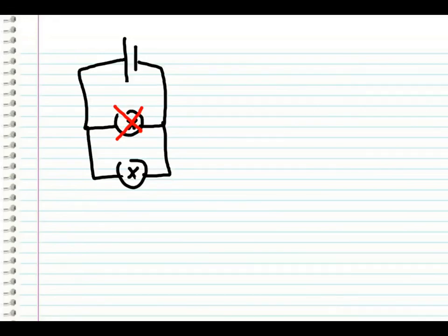Now, what if when we have 2 bulbs arranged in parallel and suddenly one of them were to be broken? Will the other light bulb still light up? The answer is yes, because current can still flow through the other light bulb. The circuit is still closed.